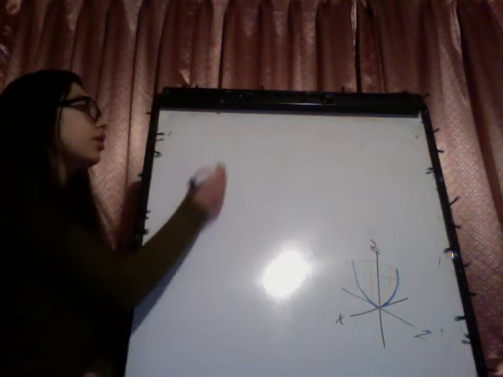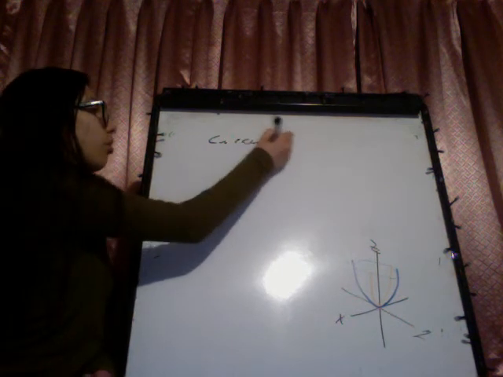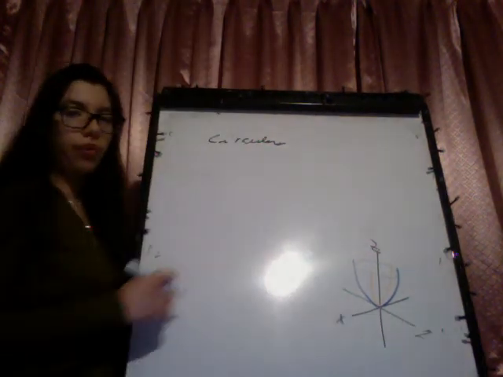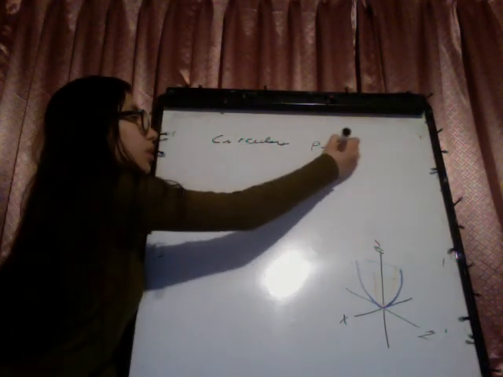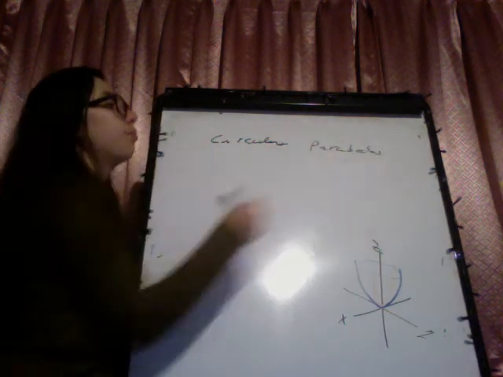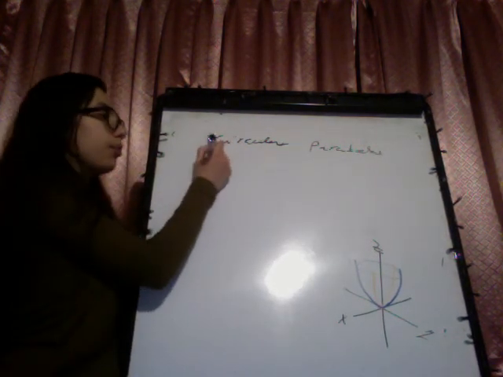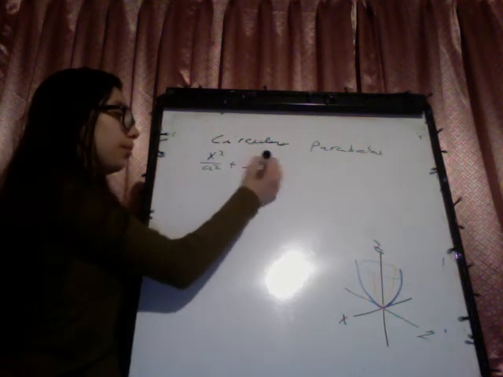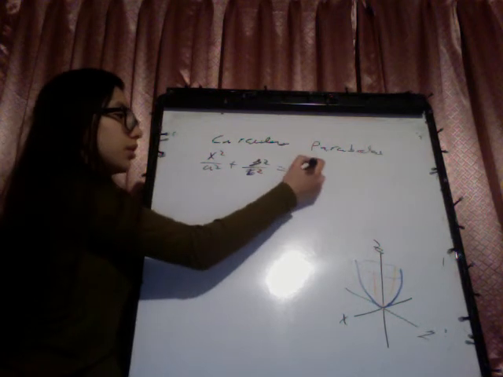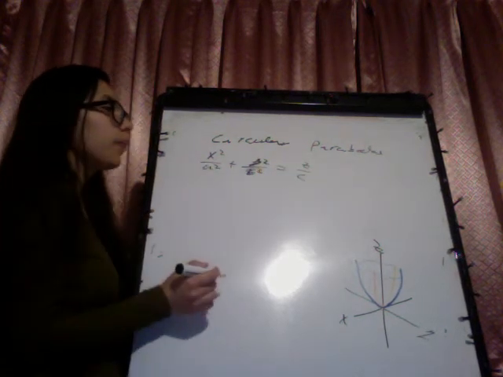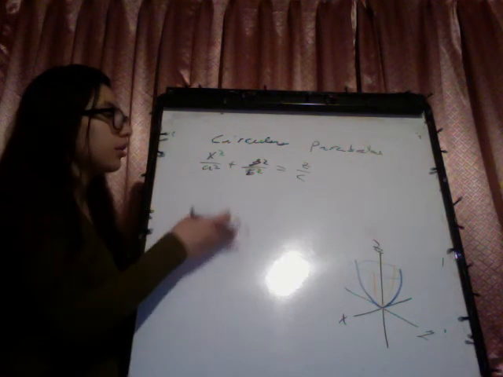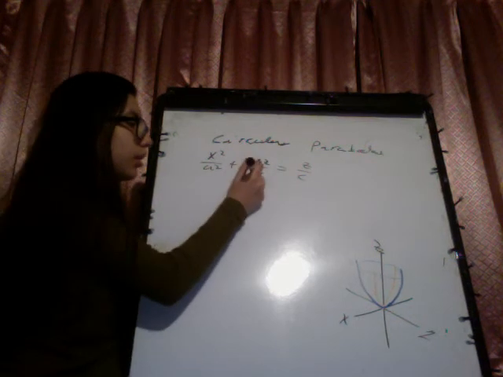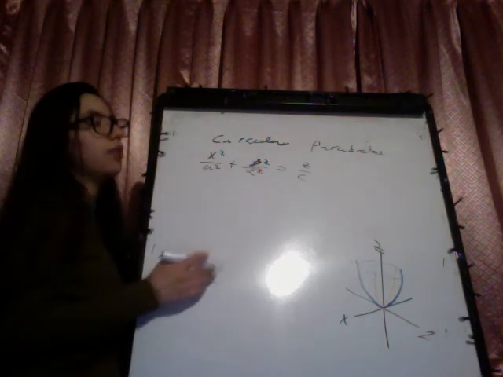Now we're going to see the circular paraboloid, or paraboloid of revolution. The circular paraboloid is a paraboloid. The equation of the paraboloid was x squared divided by a squared plus y squared divided by b squared equals z divided by c. The circular paraboloid, as you can guess, is when x squared divided by a squared plus y squared divided by a squared equals z divided by c.